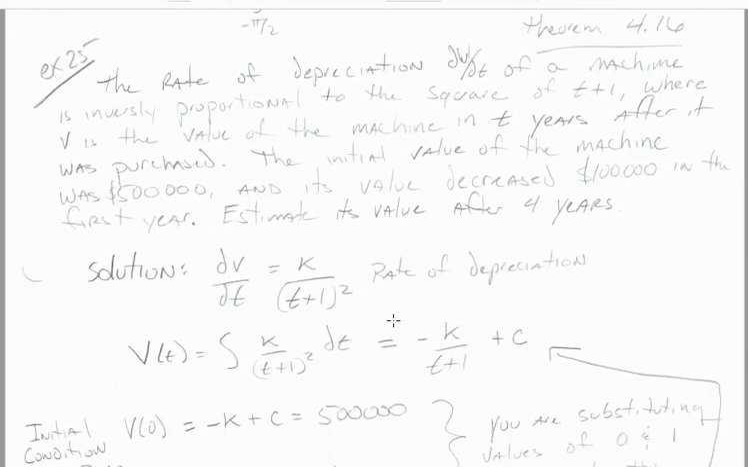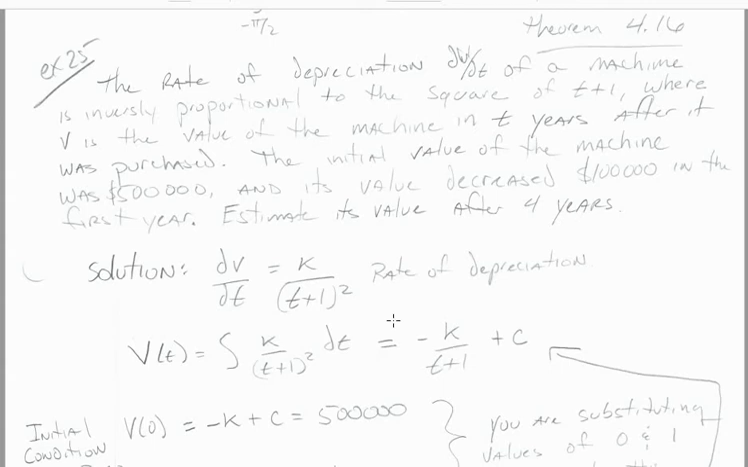The next couple ones, example 25, are really going to help out with your homework as we go through it. So let's take a look. We have the rate of depreciation of a machine is inversely proportional to the square of t plus 1, where V is the value of the machine t years after it was purchased. Similar to when you go to an auto dealer and drive off the lot, your car automatically depreciates. Machines do the same thing.